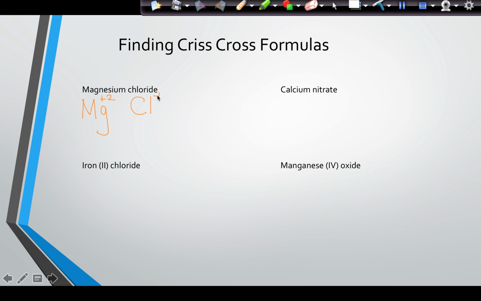When you are finding crisscross formulas, remember that you look up the symbols, you look up the oxidation numbers, crisscross, drop the signs to get the formula. If you have an 8 or an 8, you're going to look on table E. Calcium, periodic table with a +2 charge, nitrate on table E.